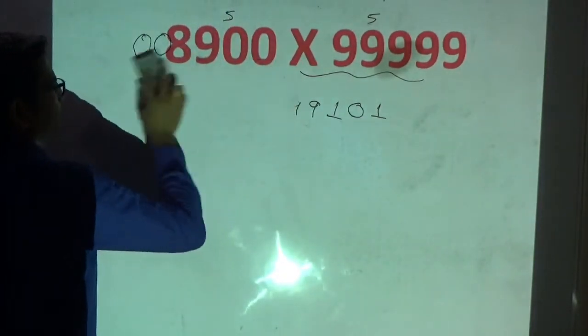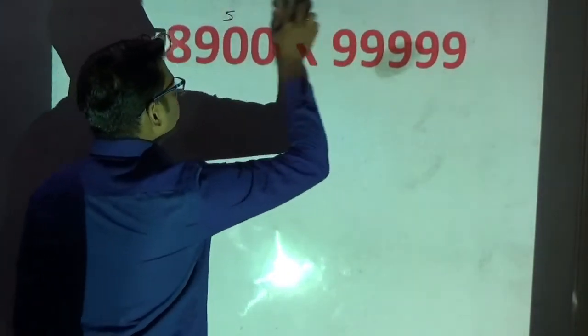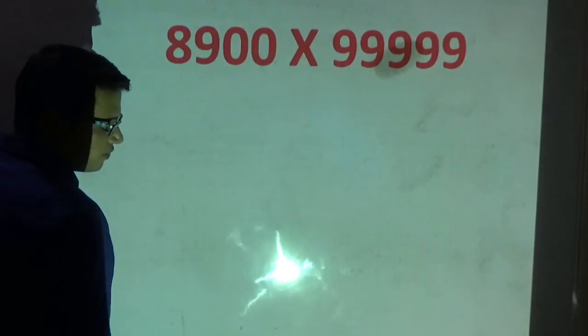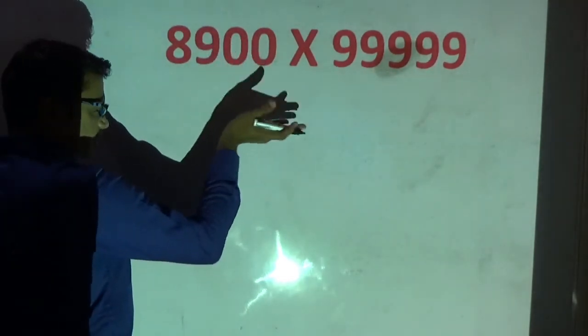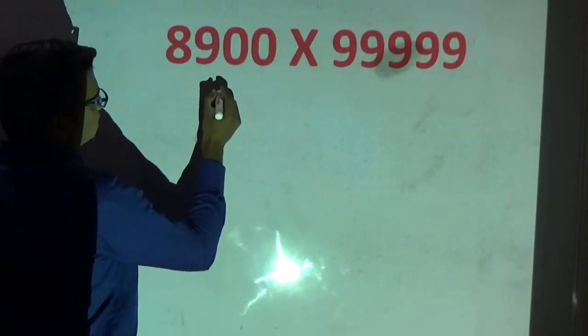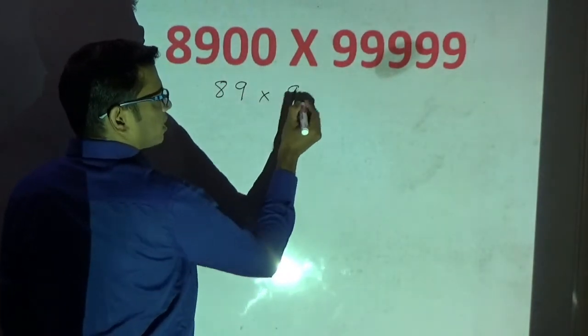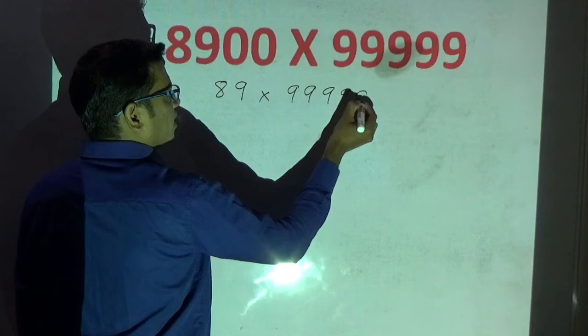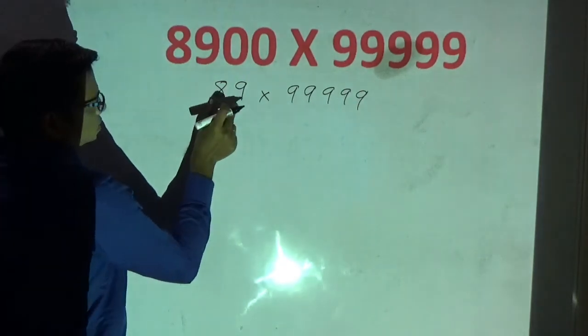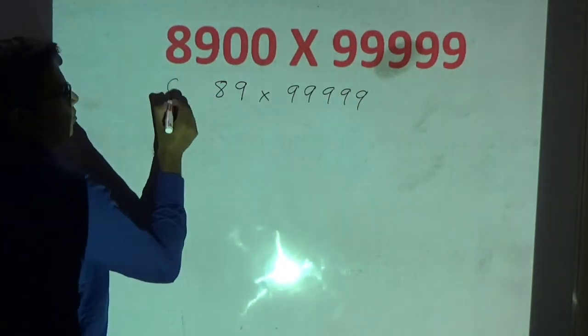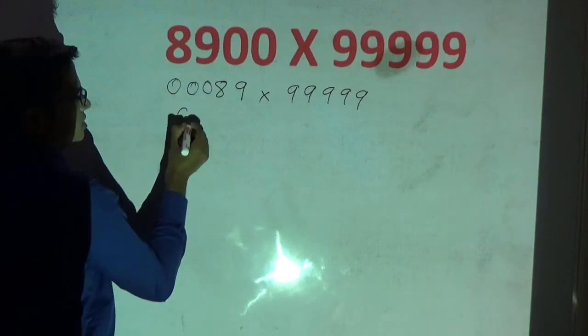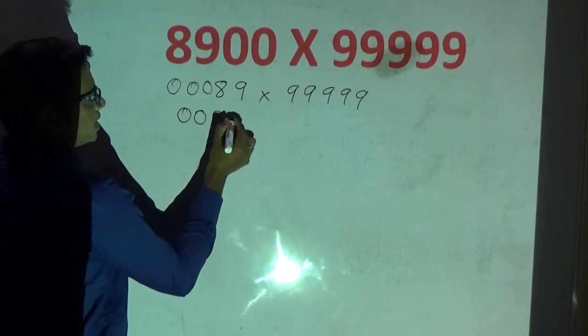Let me go for one more example here. Now, whenever you have zeros on your right-hand side, just ignore them. You write 89. How many 9s are there? 5 9s: 1, 2, 3, 4, 5. Now only 2 digits here, 5 digits there. What do I have to do? Put 3 zeros. So the answer will be 0088.